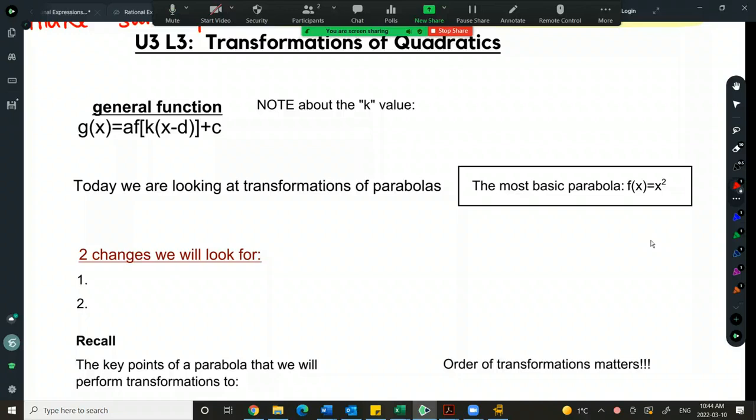So just as a reminder, this is our general transformations function. I will give this to you on the test so that you can have a visual of where A, K, D, and C go. You just need to know how to use them and what they do.